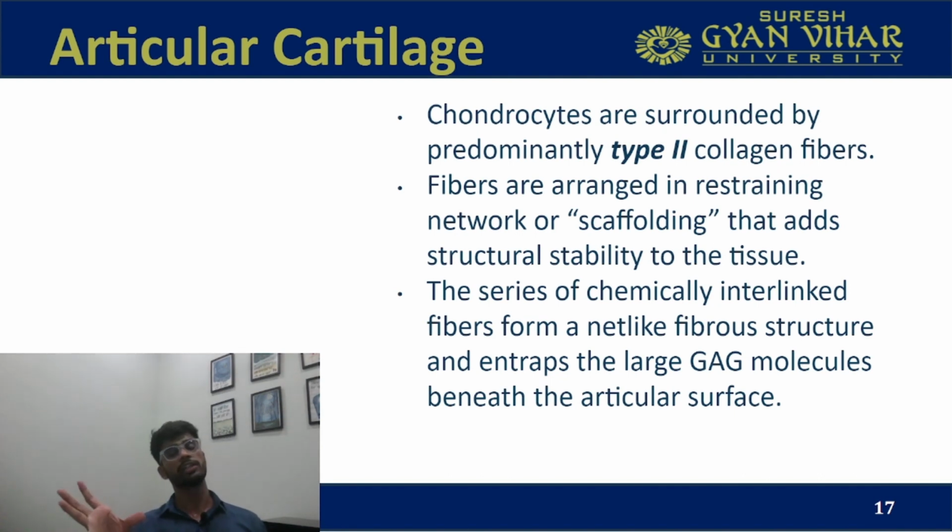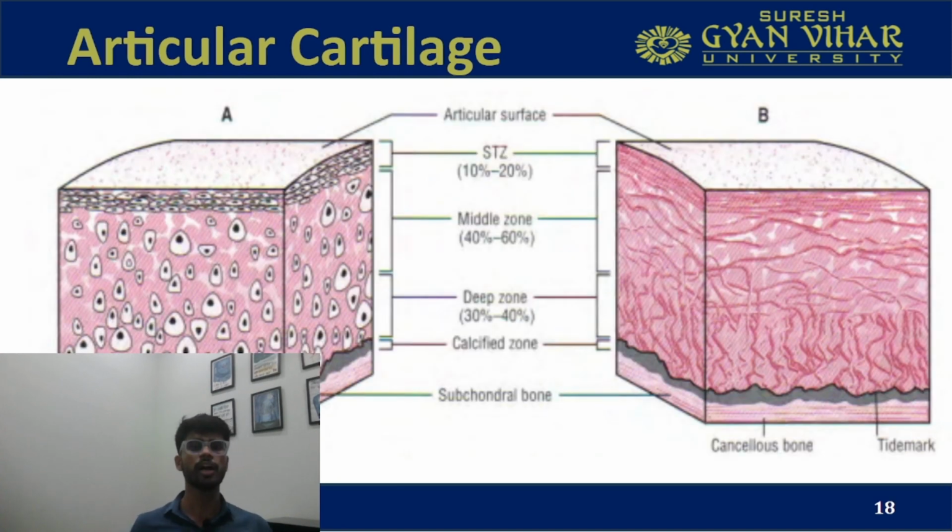Because glycosaminoglycans are hydrophilic structures, they will absorb the water and thus increase the capacity of shock absorption of that particular structure. Now this is the diagram depicting various layers of the articular cartilage. So you can see at the superficial tangential zone, STZ is superficial tangential zone. Here these are the cells. So these are the chondrocyte cells.